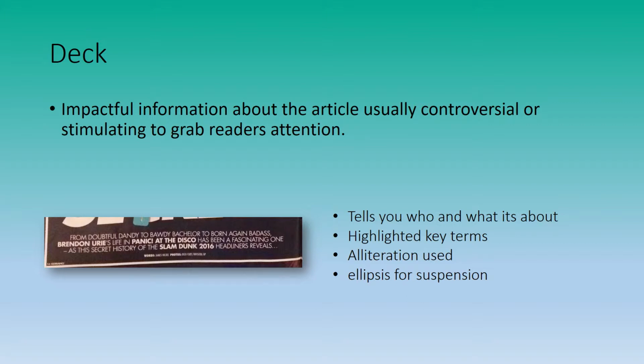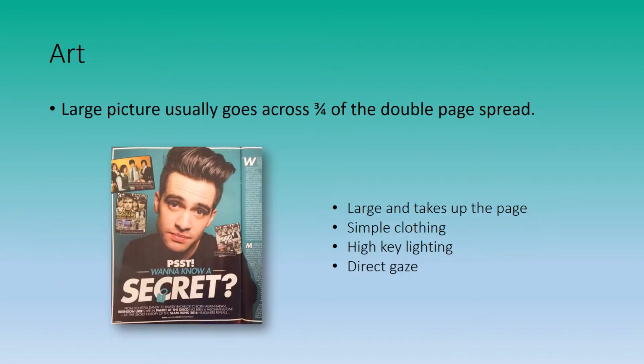Alliteration has also been used, so doubtful dandy to bawdy bachelor, born again badass Brendon Urie. It's fun to say, it's attractive to the reader. Ellipsis has also been used at the end to add to this idea of suspension. It'll really make the reader want to continue reading the article. There's more to come, there's more to understand.